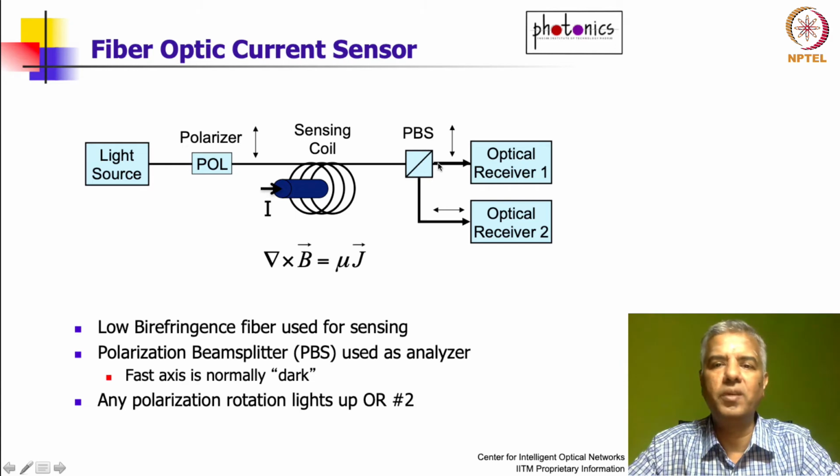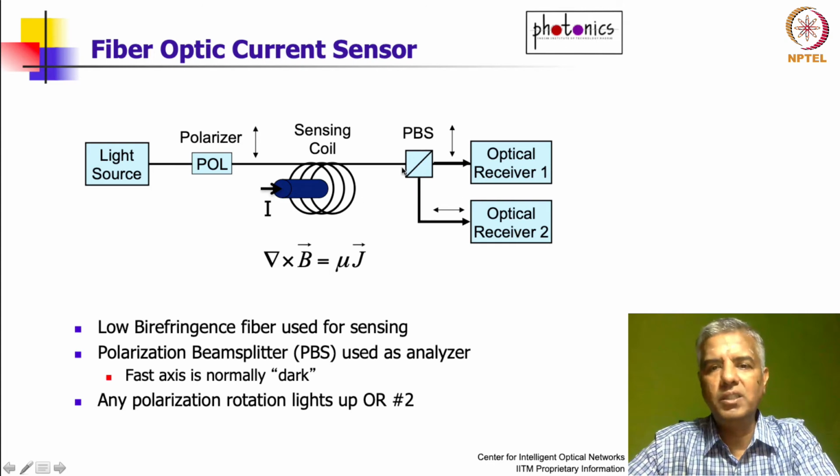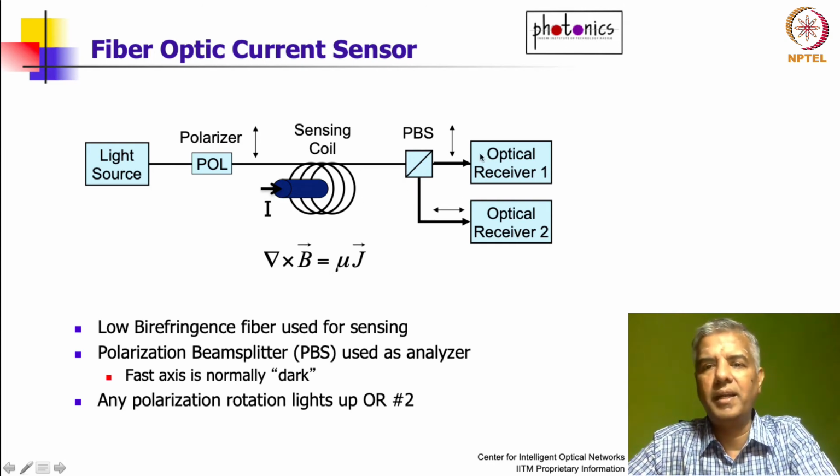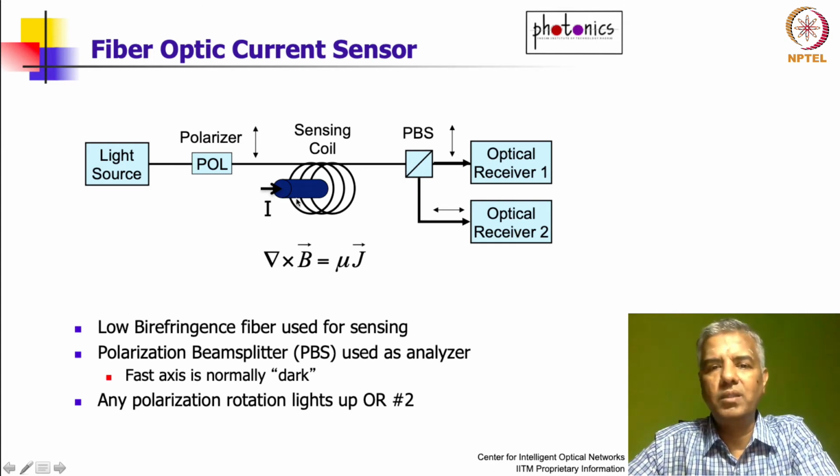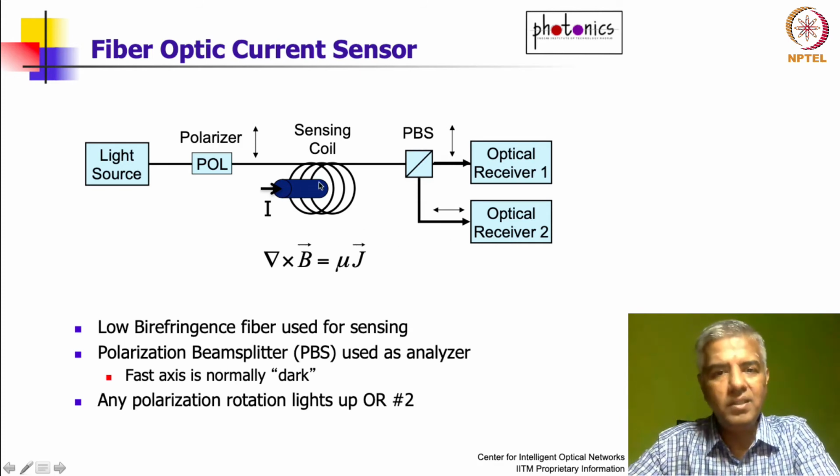So the output polarization will have a small component that will essentially register itself in optical receiver 2. Initially, without any current, all the light is going over here, but with a certain amount of current, you will have a certain light intensity coming in this port. If you increase the current, through which you are increasing your magnetic flux density, then it will increase theta.